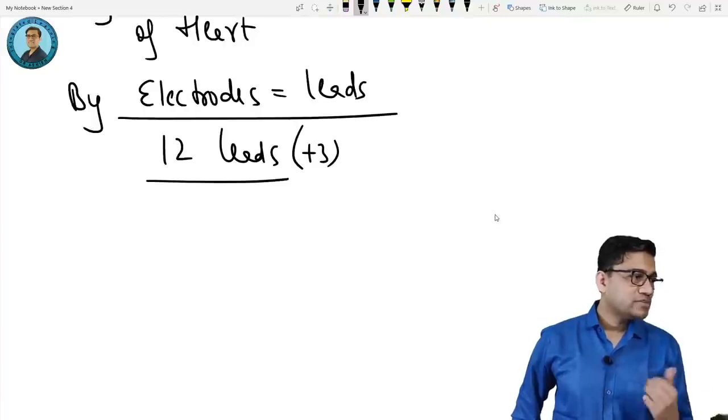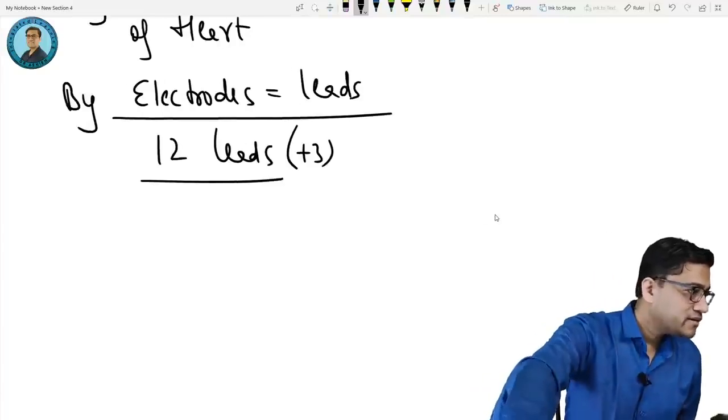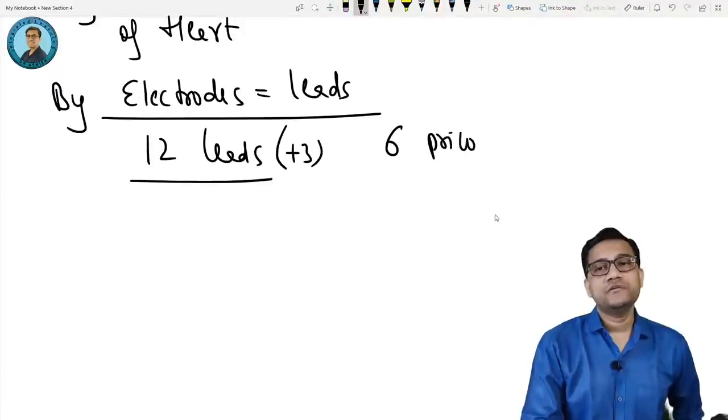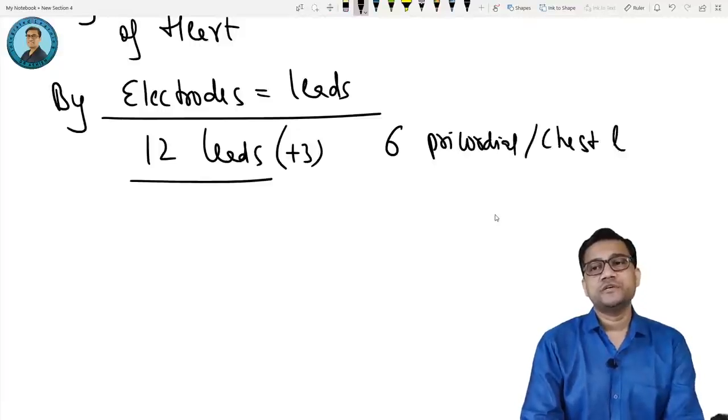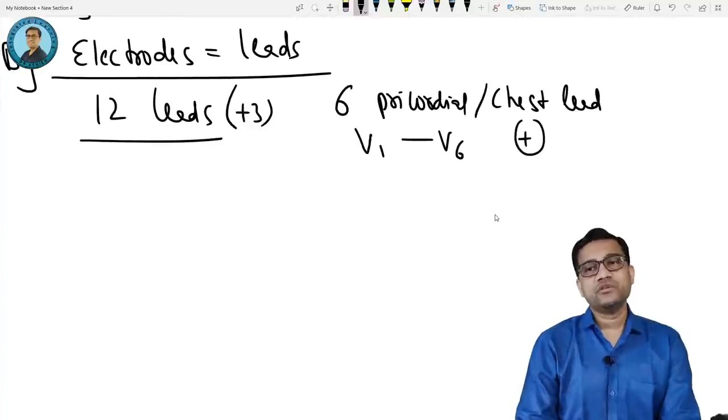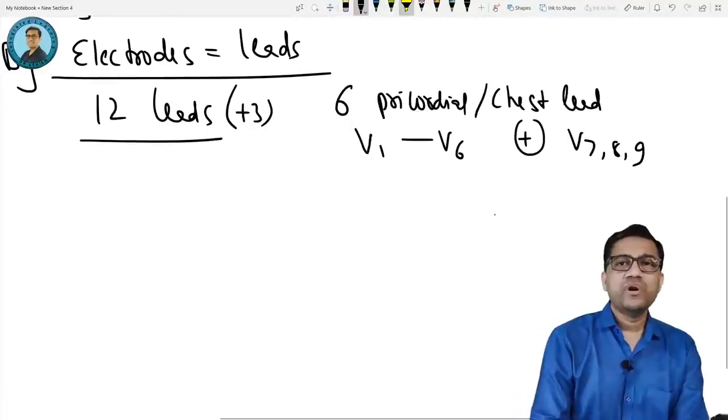Clear? So I'm starting now. First, there are 6 precordial, or chest, leads. Which are they? V1 to V6. Plus 3 are also there, that is V7, 8, 9. You can ignore those. Only focus on these.